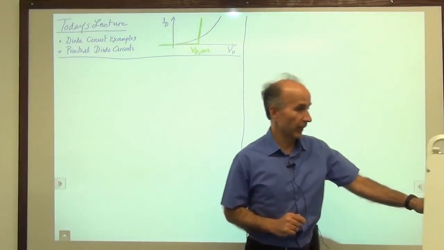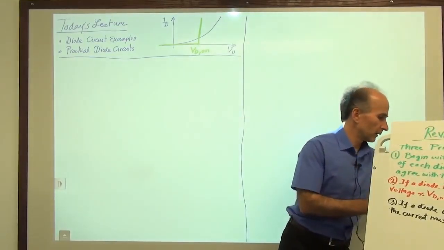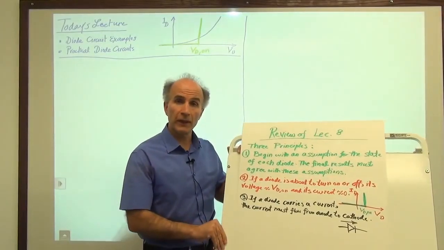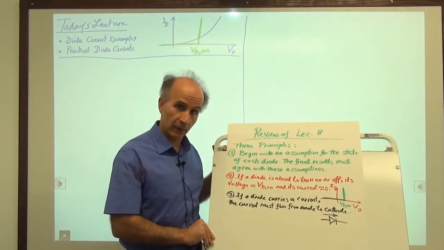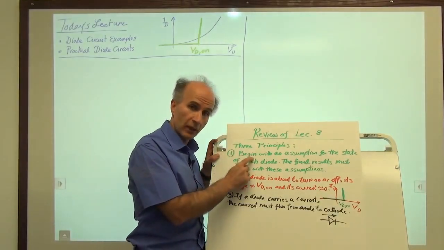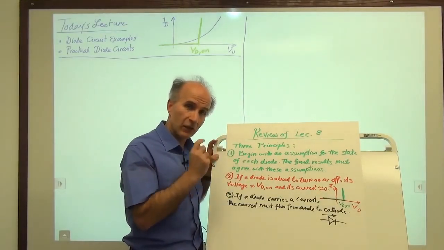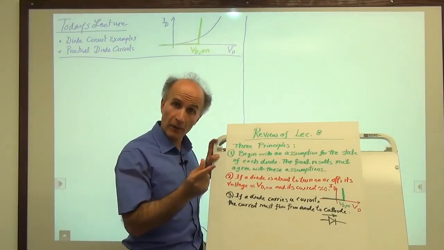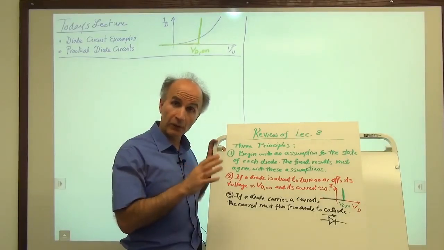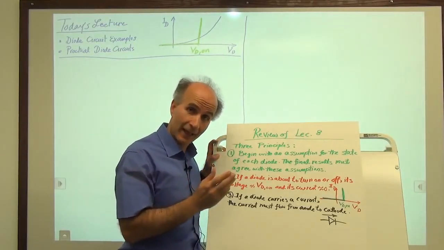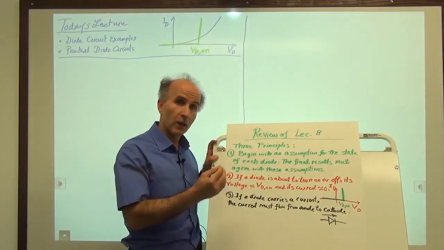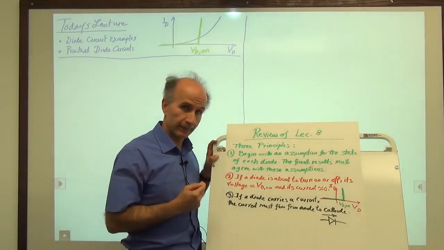So we saw in lecture number 8 that in analyzing diode circuits we must follow three principles. The first principle is we begin with an assumption regarding the state of each diode. Some diodes might be off, some diodes might be on. We just have to make an assumption, preferably an intelligent, educated guess regarding the states, and then write these assumptions down before we analyze the circuit.